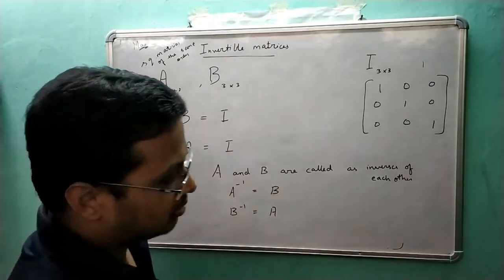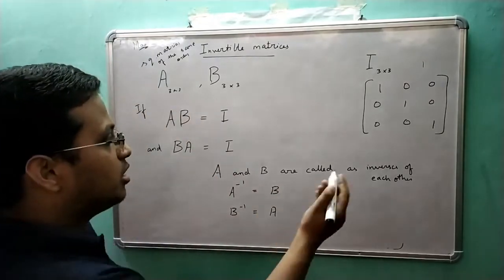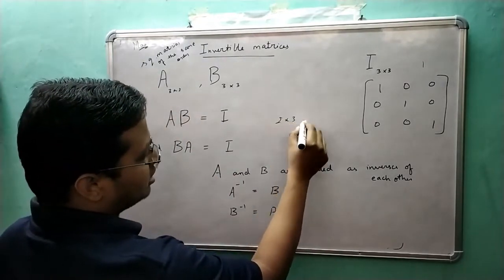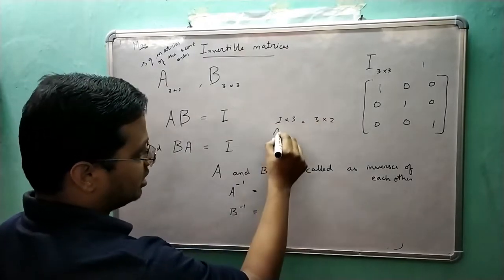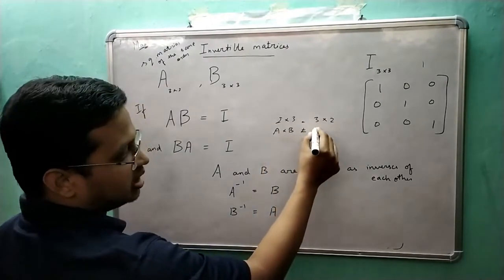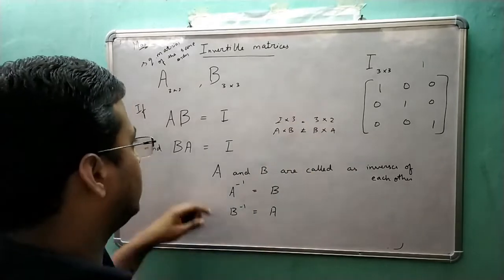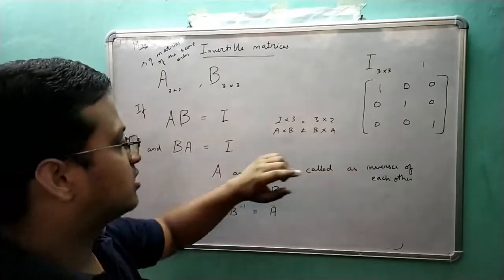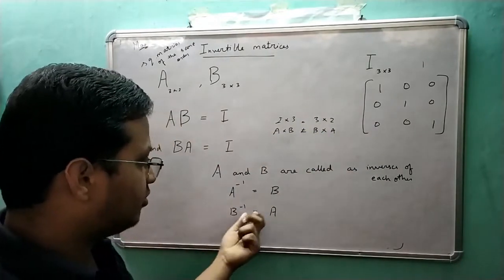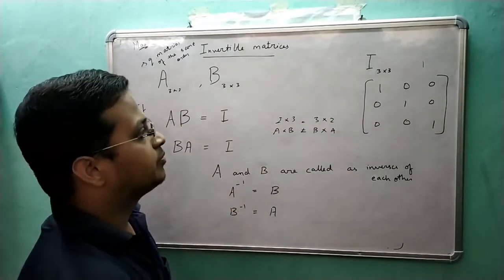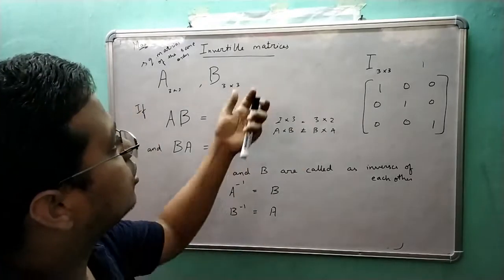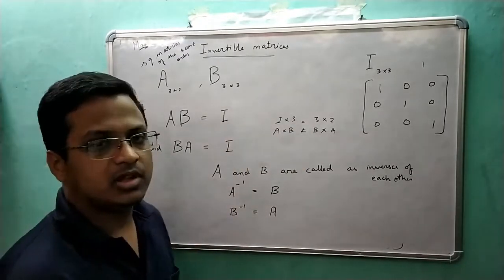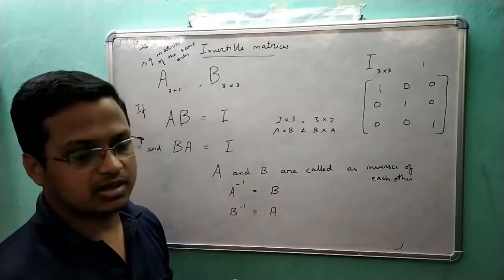In simple numbers, in simple algebra, 2 into 3 was the same as 3 into 2. But in the case of matrices, A into B is not equal to B into A. So if both are equal and the result is the identity matrix, then A is the inverse of B and B is the inverse of A. So using elementary row transformation, questions will come to find the inverse of a given matrix.